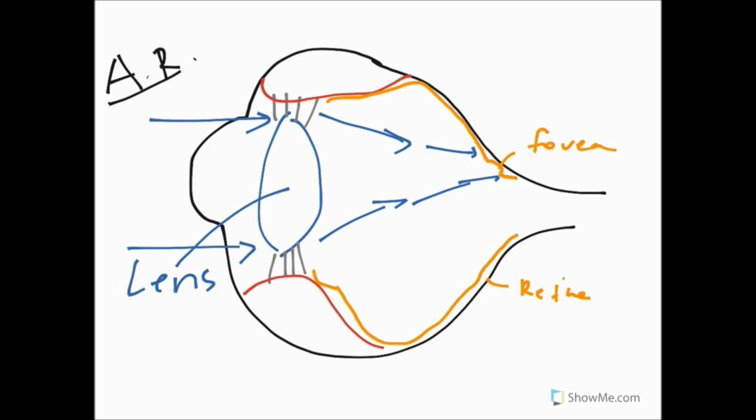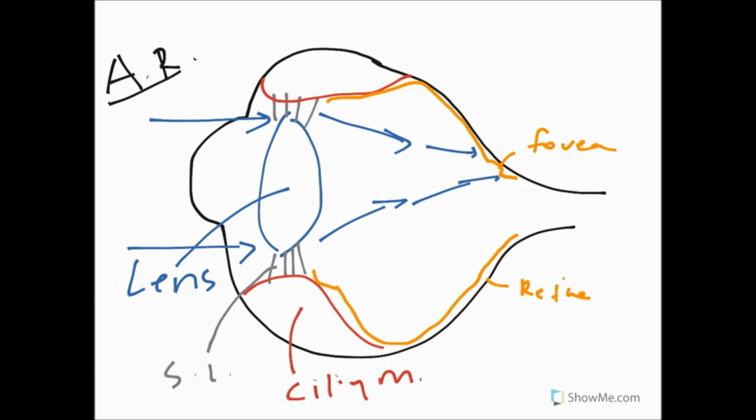Now there are other structures in the eye. We also have these gray stringy things, and these are the suspensory ligaments. And suspensory ligaments are attached to the ciliary body, which is controlled by this big chunky muscle, which is the ciliary muscle. Sorry for my bad handwriting.